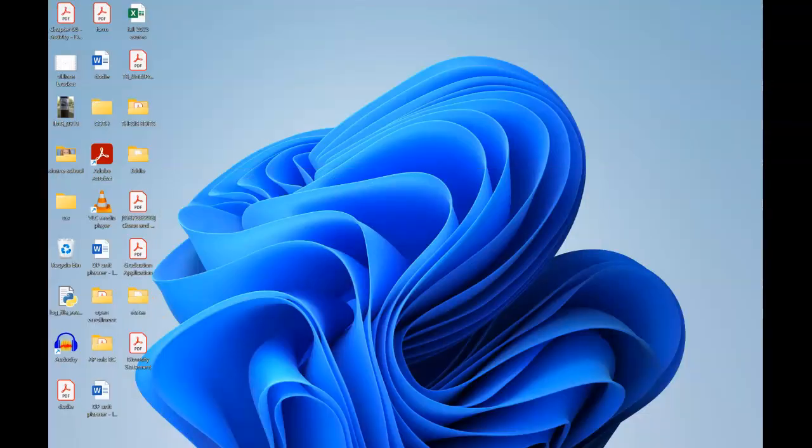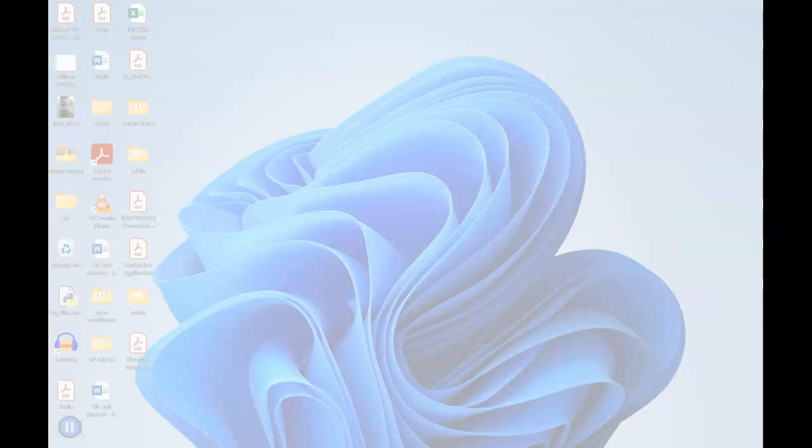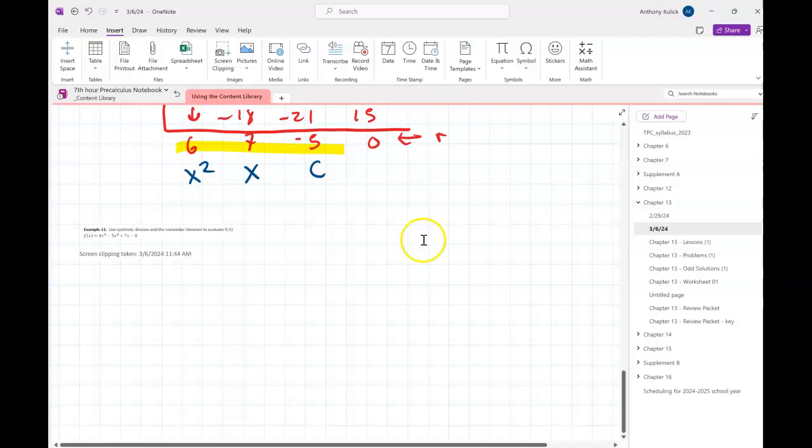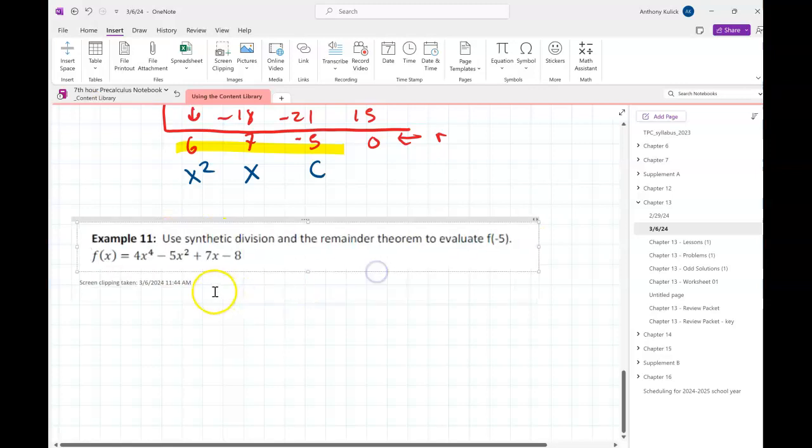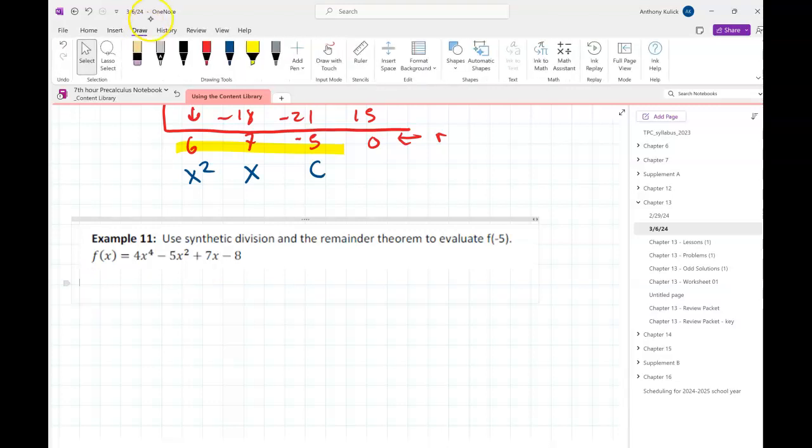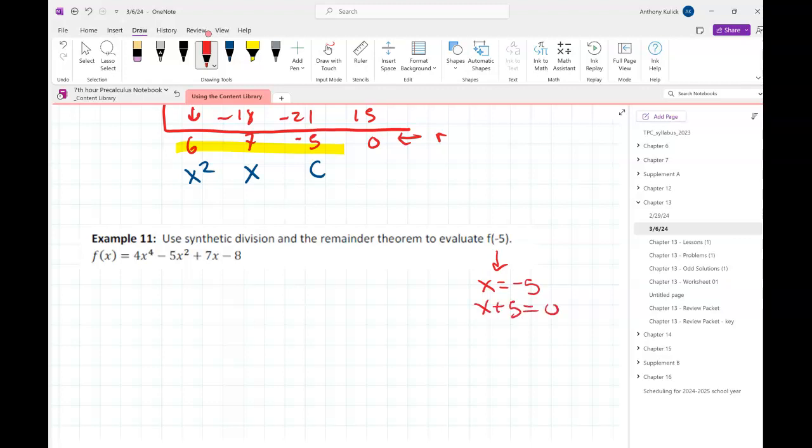Do another example here. We've been talking about this synthetic division here for a minute. Let's do that again. So it says here to use synthetic division to evaluate f of negative 5. So that's like your factor, right, that we're checking. So synthetic division, the negative 5 still goes on the outside.